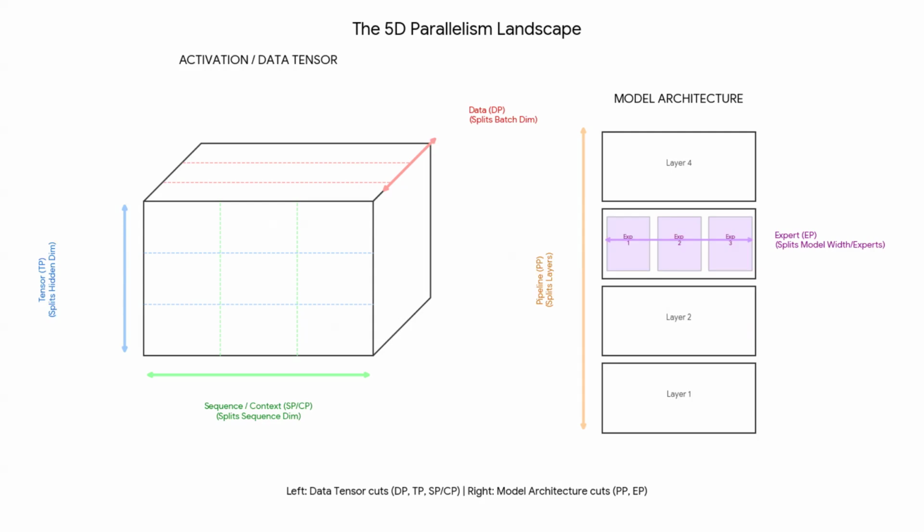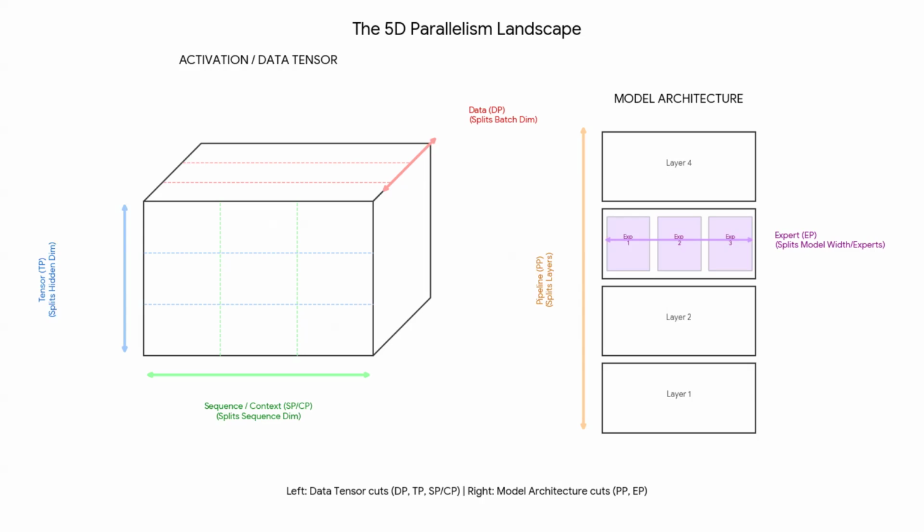Next, we have sequence and context parallelism. It's splitting across the sequence dimension, and it helps us with processing long sequences at various stages. Sequence parallelism is mostly about computing the norms in parallel, and context parallelism is mostly about splitting the attention across multiple GPUs.